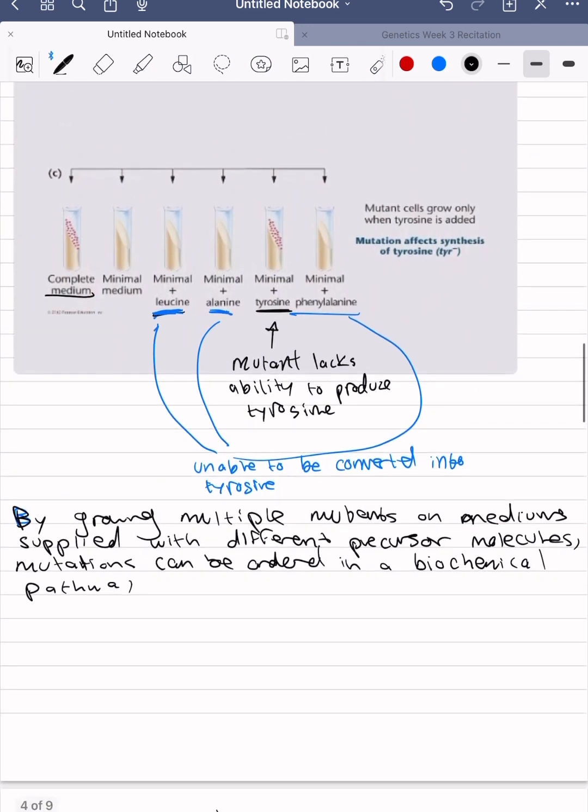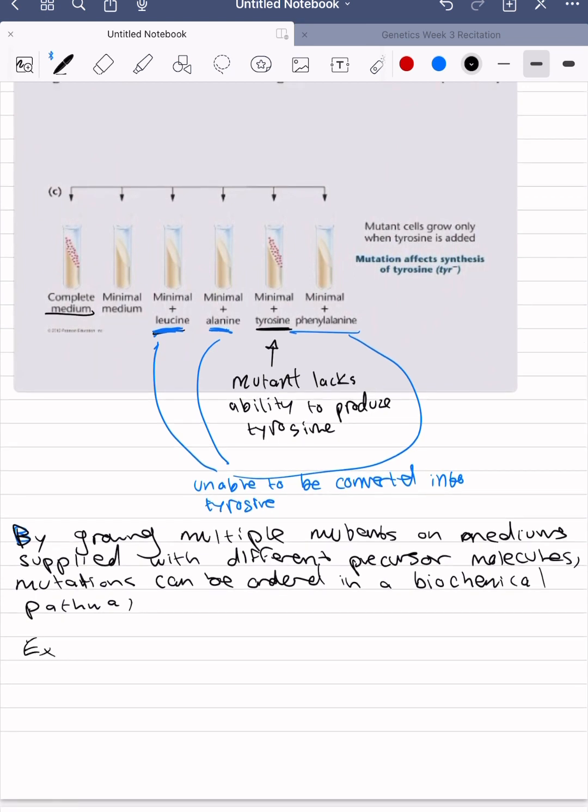Alright, so here, let's set up an example. Here we have molecule X, and that's going to molecule Y, which then goes on to molecule Z. Molecule X is converted into molecule Y by enzyme A. Molecule Y is converted to molecule Z by enzyme B. Now this right here is the final product, and that allows for growth.